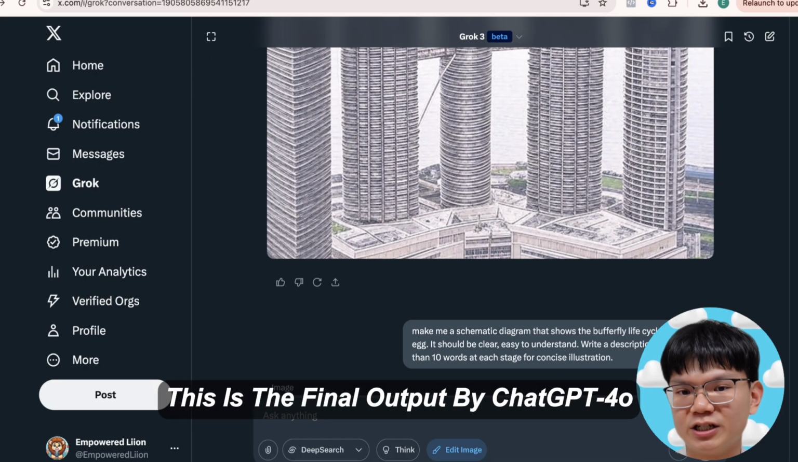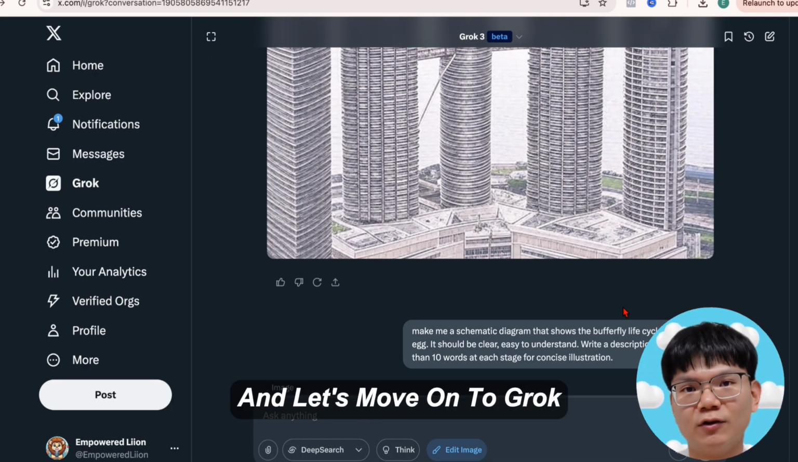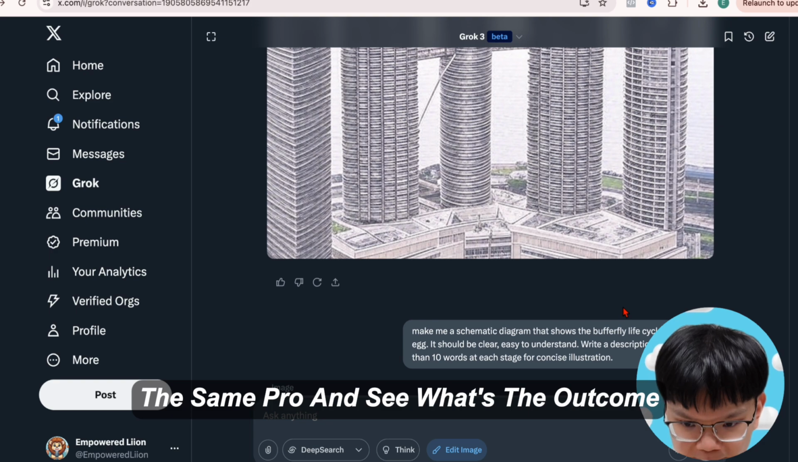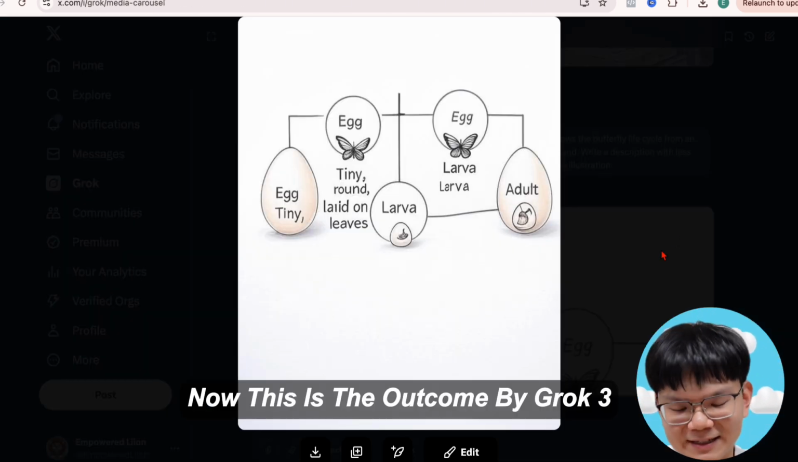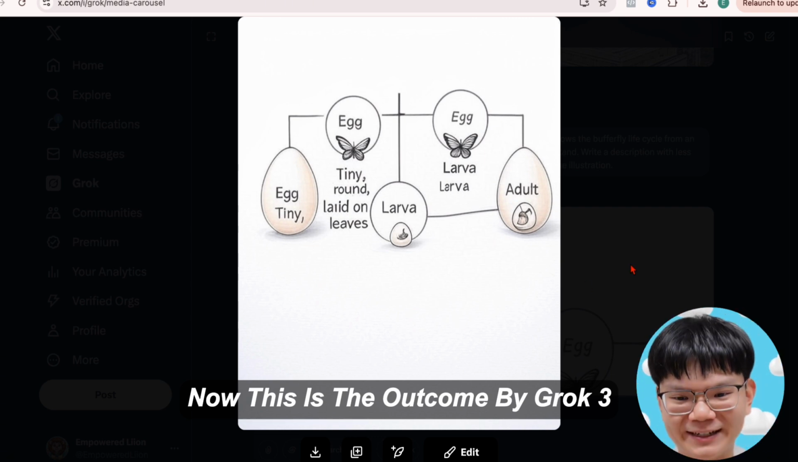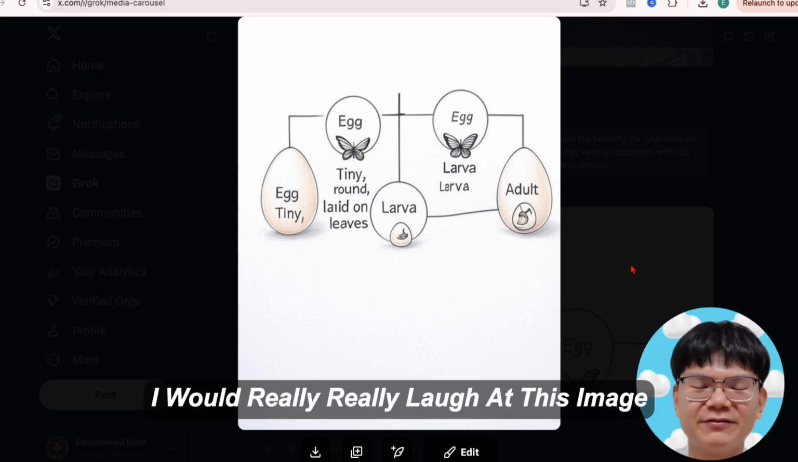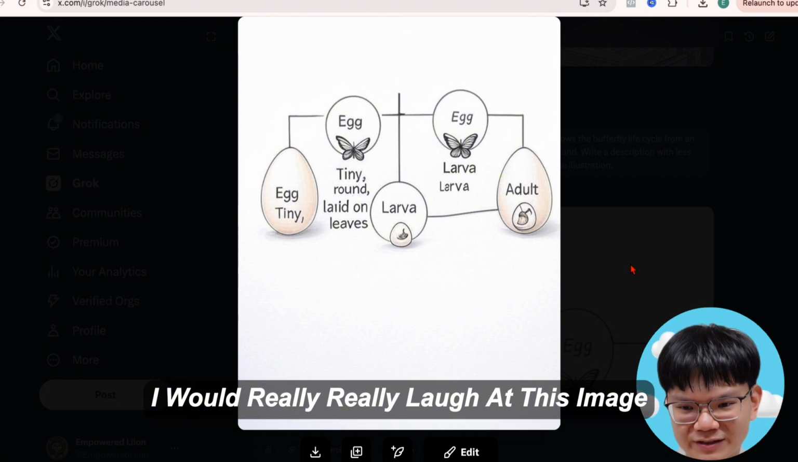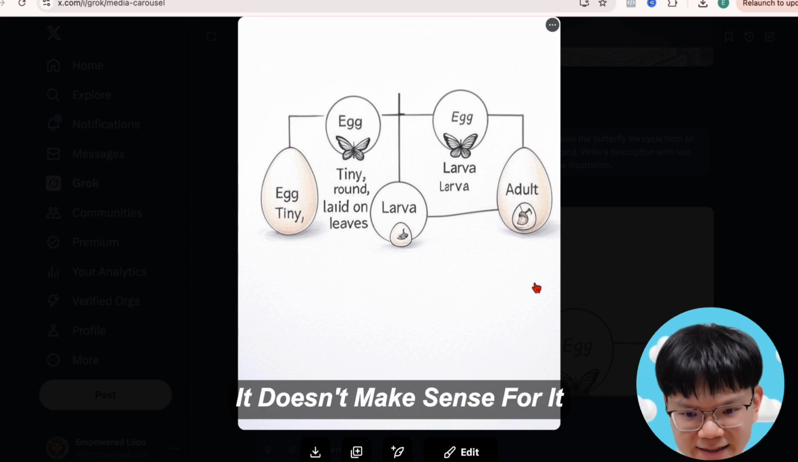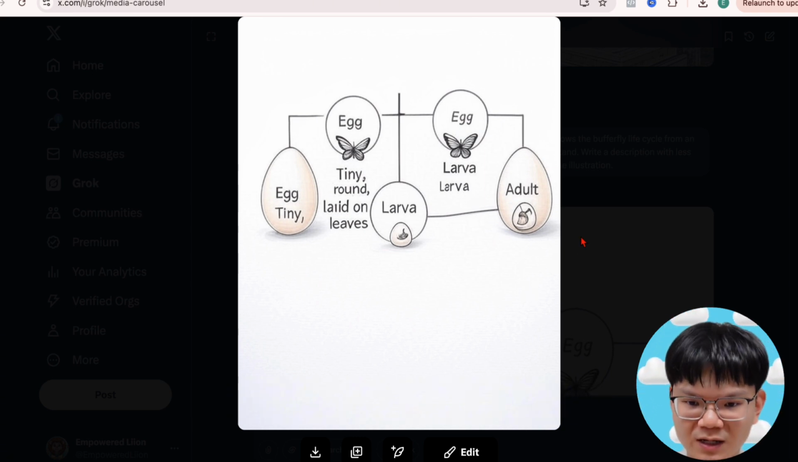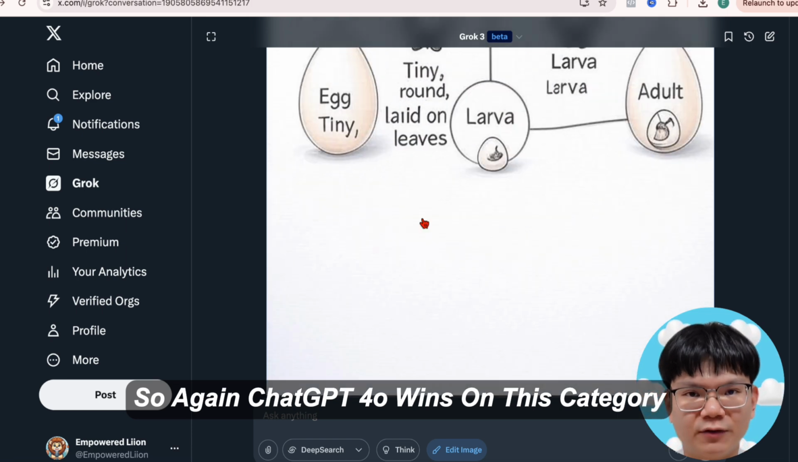This is the final output by ChatGPT-4o. And let's move on to Grok. The same prompt, and see what's the outcome. Now this is the outcome by Grok 3. I would really laugh at this image output by Grok 3 because it is literally meaningless. It doesn't make sense. So again, ChatGPT-4o wins on this category.